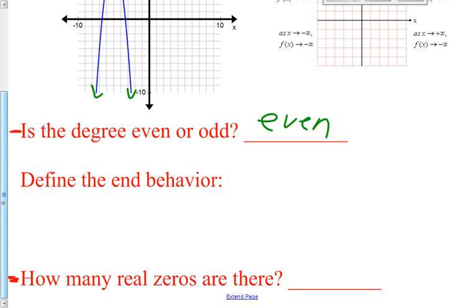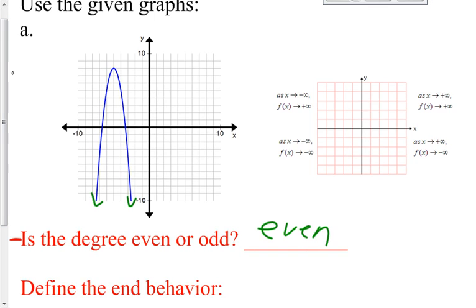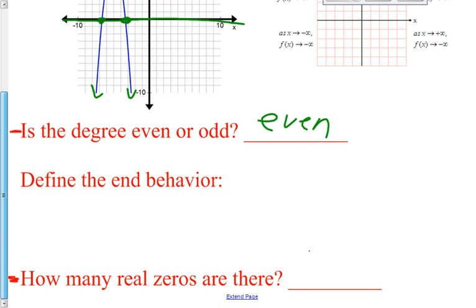Next one, we're going on to the third. Let's do the first and the third. Let's get the easy ones out of the way. How many real zeros are there? Here's our x-axis. How many times does it cross the x-axis? It crosses it twice. So there are 2 real zeros.